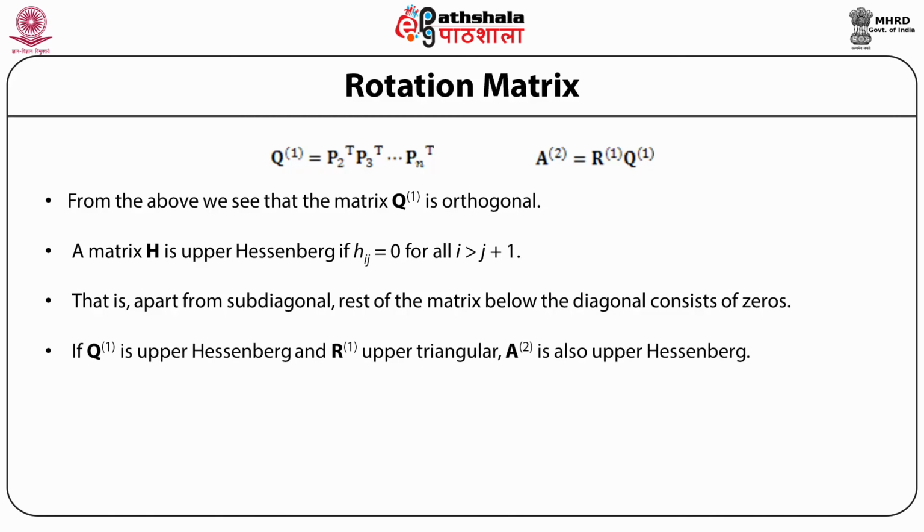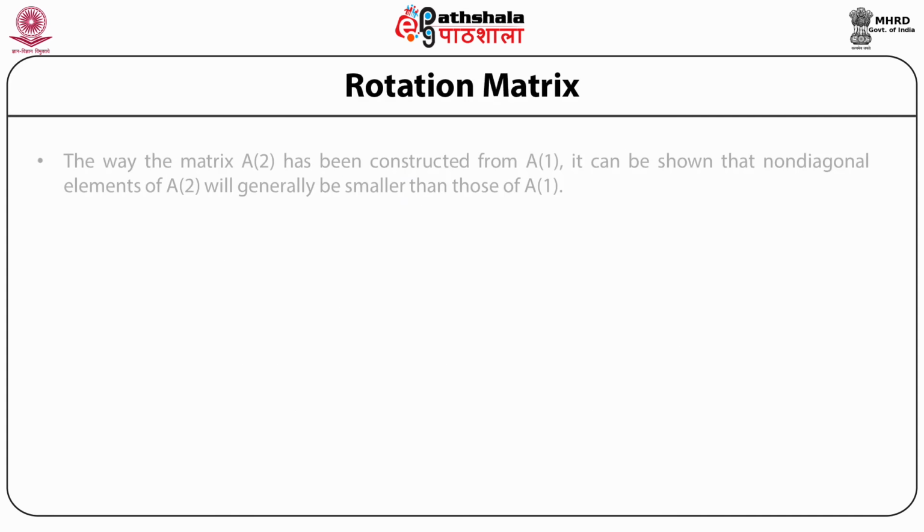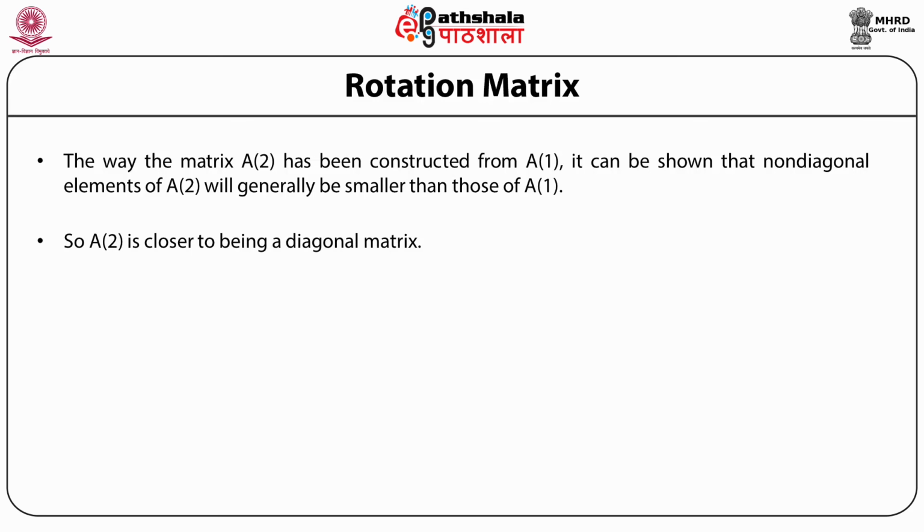If Q^(1) is upper Hessenberg and R^(1) upper triangular, A^(2) is also upper Hessenberg. But we know that A^(2) is symmetric, hence A^(2) is in fact tridiagonal. The same way the matrix A^(2) has been constructed from A^(1), it can be shown that non-diagonal elements of A^(2) will generally be smaller than those of A^(1). So A^(2) is closer to being a diagonal matrix.